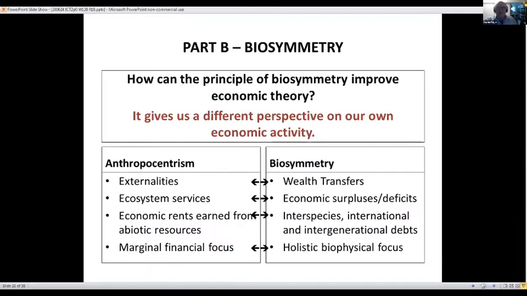This gives us a different perspective on our own economic activity. Under anthropocentrism, externalities become wealth transfers under biosymmetry. Ecosystem services become economic surpluses and deficits. Economic rents earned from abiotic resources become interspecies, international, and intergenerational debts. Marginal financial focus becomes a holistic biophysical focus.